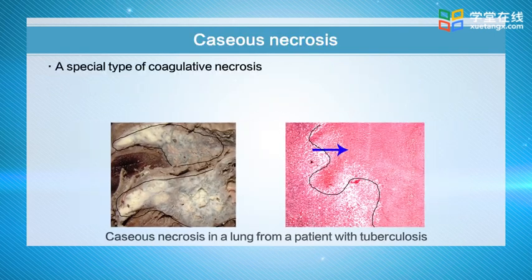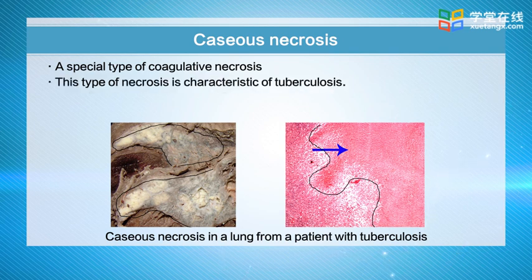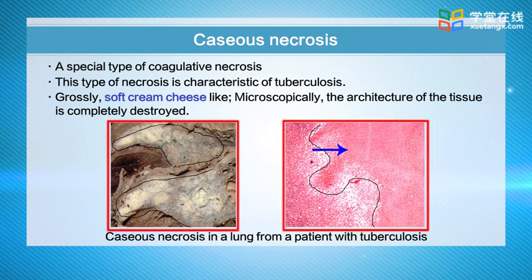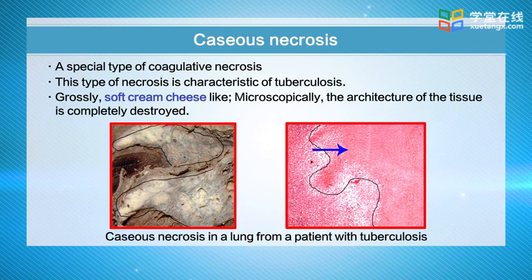Caseous necrosis is a special type of coagulative necrosis related to tuberculosis. The necrotic area contains more lipid, so it looks like cheese. Microscopically, the architecture of the tissue is completely destroyed. These pictures of tuberculosis case show the gross cheese-like necrotic tissue and microscopically caseous necrosis with unstructured and eosinophilic appearance.